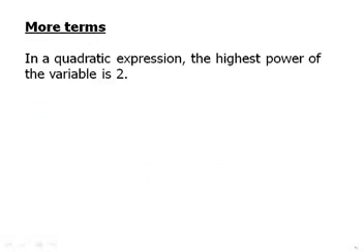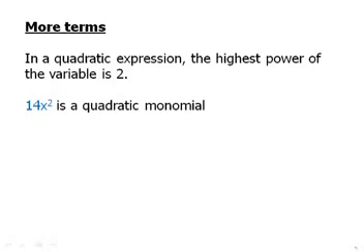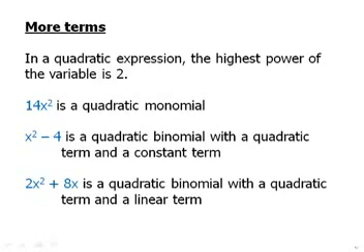It gets a little more interesting when we talk about quadratics. In a quadratic expression, the highest power of the variable is 2. So 14x squared is a quadratic monomial, a single term where the highest power is 2. X squared minus 4 is a quadratic binomial with a quadratic term, x squared, and a constant term, negative 4. 2x squared plus 8x is a quadratic binomial with a quadratic term, 2x squared, and a linear term, 8x.